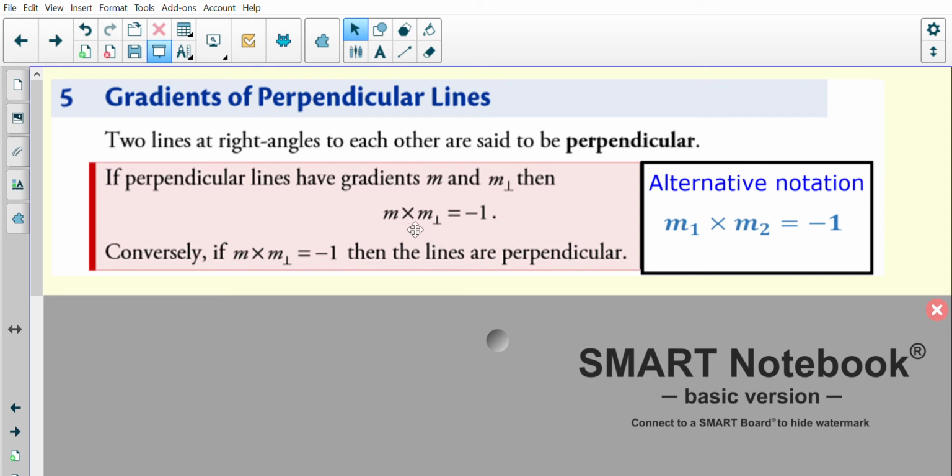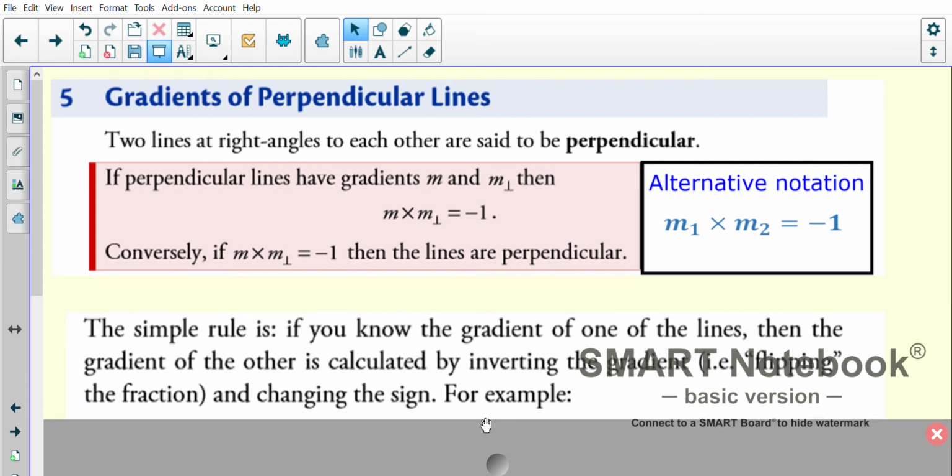So, different types of notation. One way is m times m, and it's got a wee subscript there. It's like an upside down T that represents a perpendicular or a right angle. Or m1 times m2, which equals -1. Okay, so m1 and m2 are your gradients, your two different lines. So let's look then at an example.